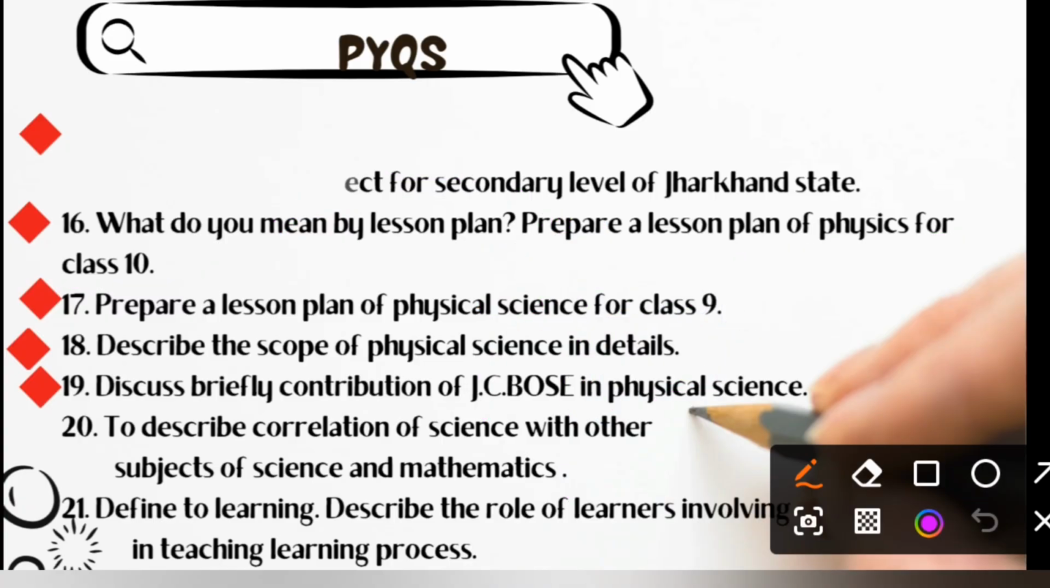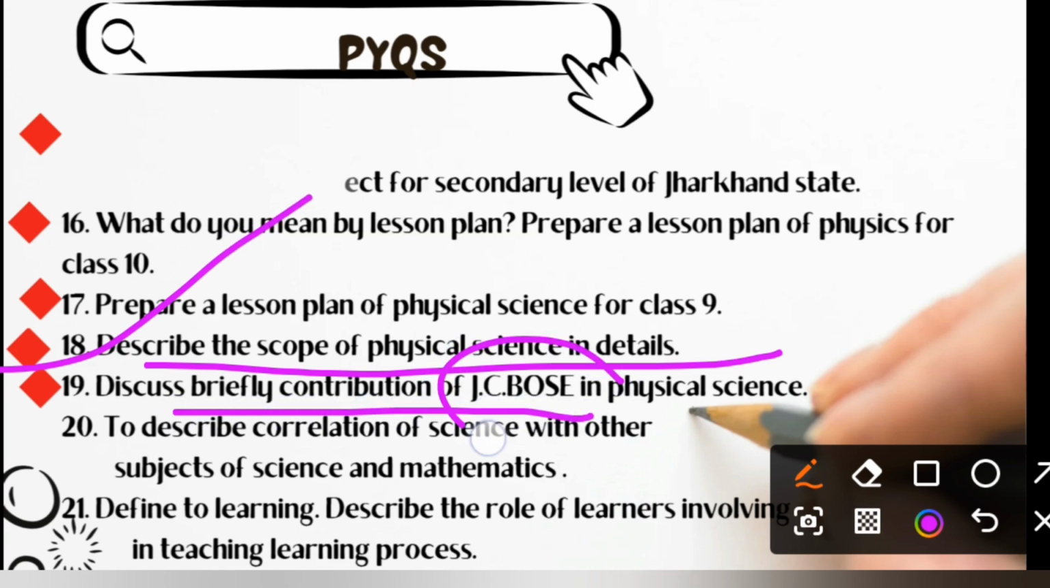Moving toward the next question, question number 18 is, describe the scope of physical science in detail. So you have to write all the scopes of physical science in detail. Question number 19, discuss briefly the contribution of JC Bose in physical science. It is an important repeated question that you have to describe the major contribution of JC Bose in science.